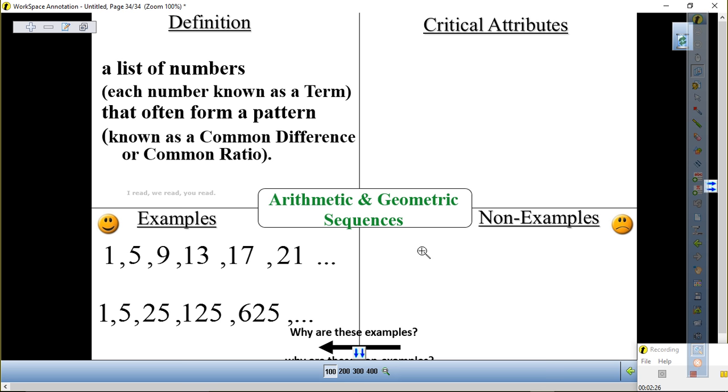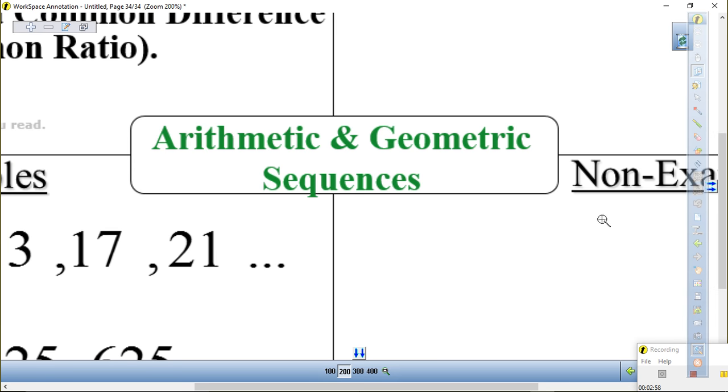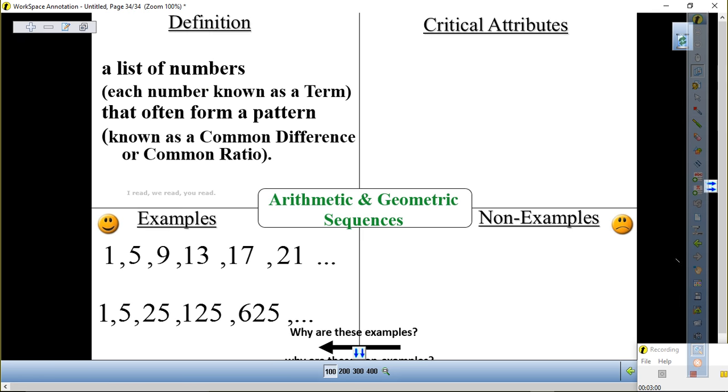Listen. I said each number is known as a term. For this list right here, which is the fifth term? Thank you. How about the third term on this one, Shakira? 25. So we get the understanding of terms, right? All right, so with that said, look up to the screen, please.